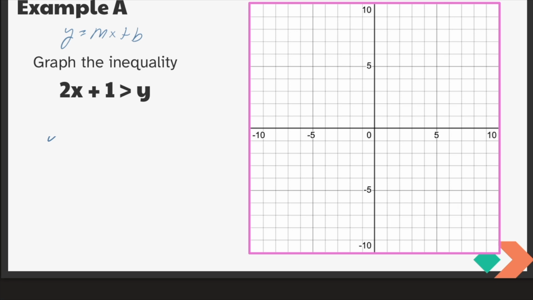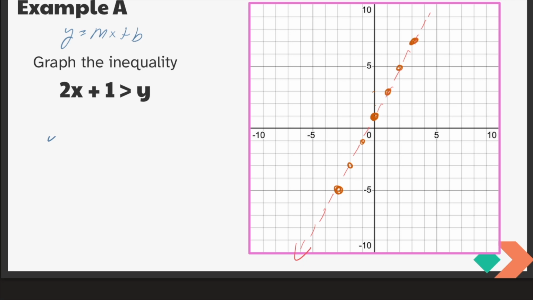So now that I've done that, it's time to graph. I'm going to put my graph here, and I've got a positive 1, so I know my y-intercept is 1, and I've got a slope of 2. That means I'm going to go up 2 over 1, up 2 over 1, up 2 over 1, and I can do the same thing in the other direction, down 2 over 1, down 2 over 1, down 2 over 1. Now it's time to make a line. Since I have just less than, not equal to, that means my line is going to be dashed. So I'm going to put a dashed line through my points here because I know that it can't be exactly this inequality. So I've got my dashed line there.